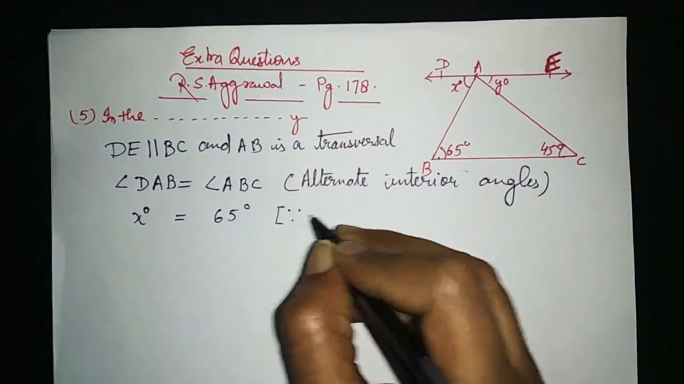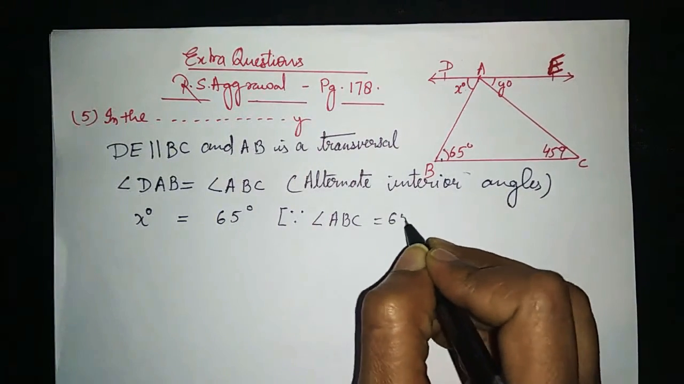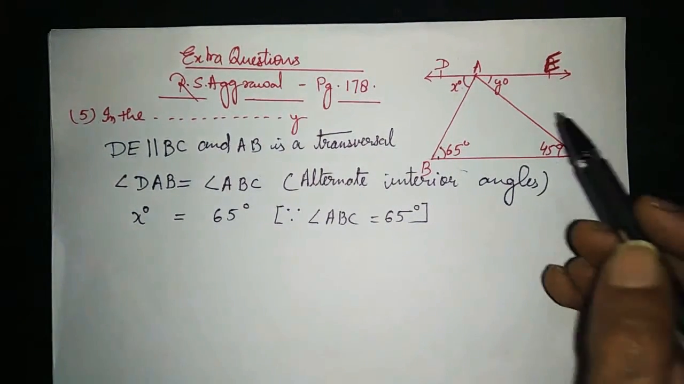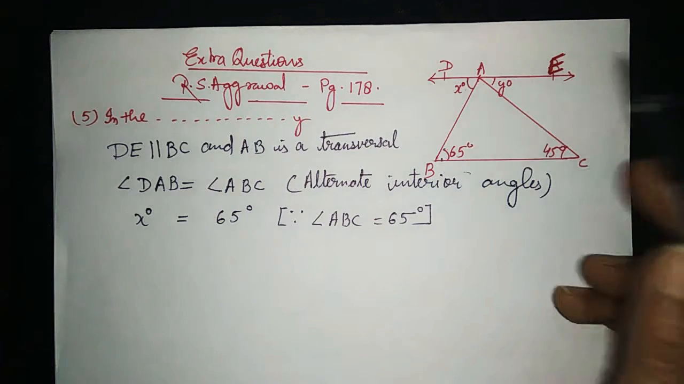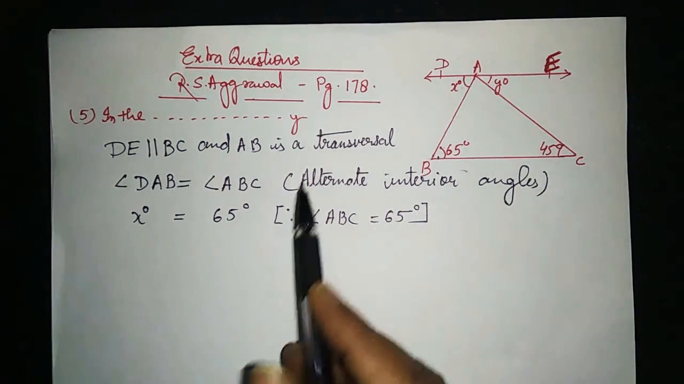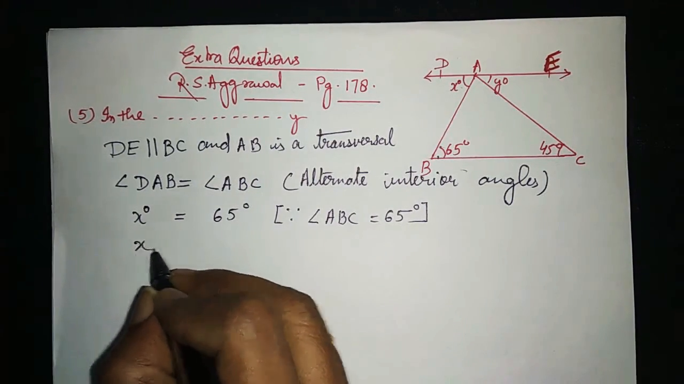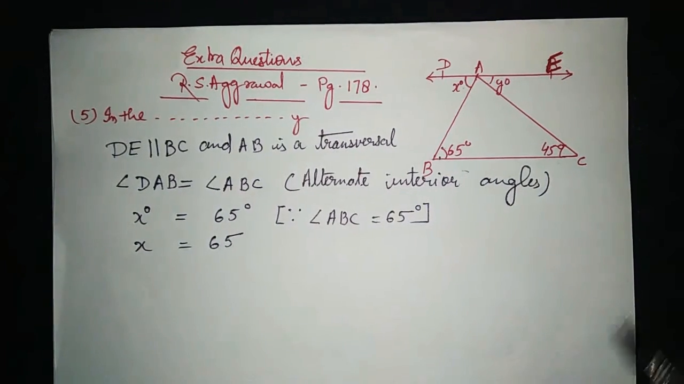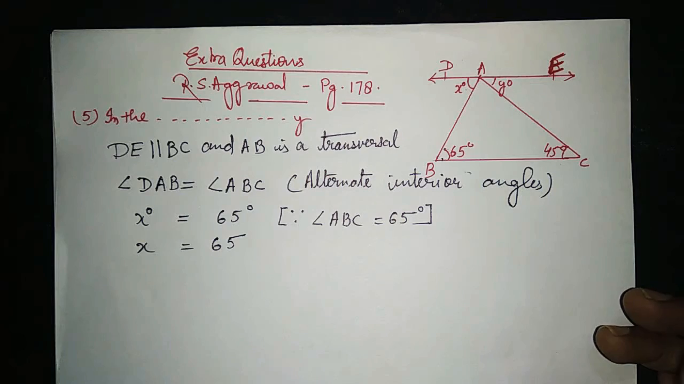So here we will write, since angle ABC is equal to 65 degrees, now we will find the measure of angle x degrees. Okay. Here we have to find the value of x. So value of x is equal to 65. Okay. Now value of y degrees we will find out.